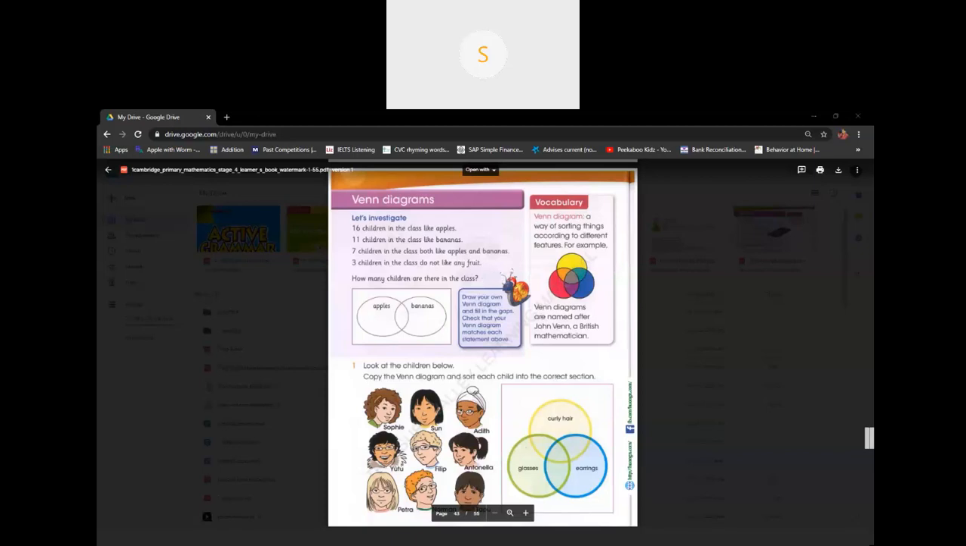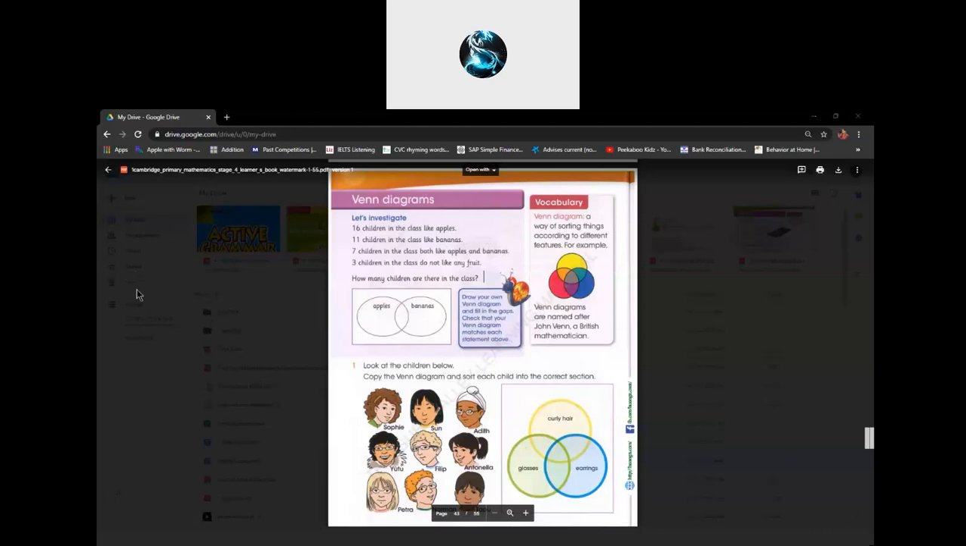Okay, here's why I disagree. So, yes, if you added up all of these, it would be 37. But, see, it says 16 children in the class like apples. So what that means is we also have another place where 7 children like both apples and bananas.